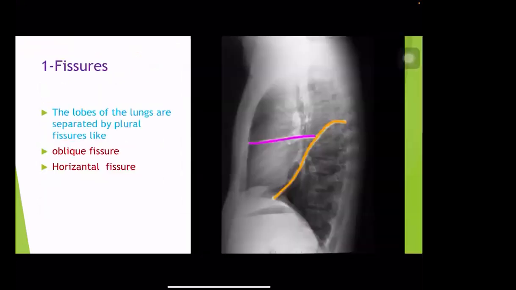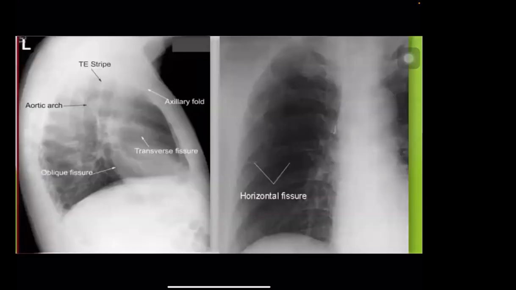We see it first in fissures, where the lobes of the lung are separated by pleural fissures, like the oblique fissure and the horizontal fissure. This is the horizontal fissure. This is the oblique fissure. So it could be seen as here. This is a very faint line. This is the transverse fissure. This is the oblique fissure. Because here the visceral pleura is surrounded by air or fat.